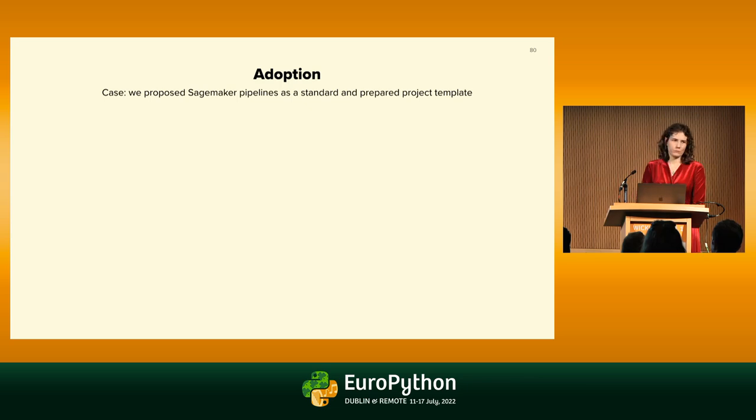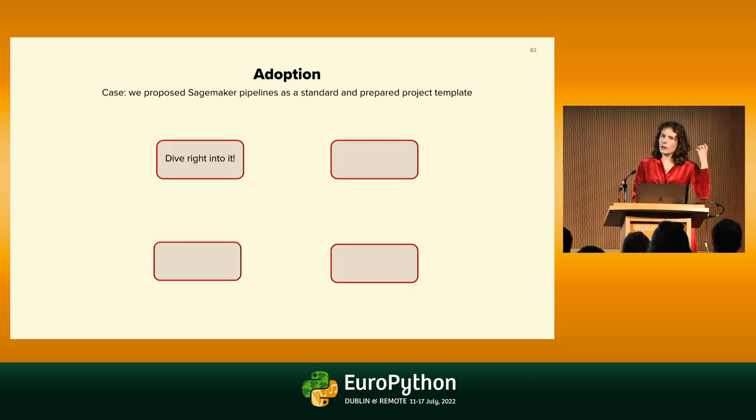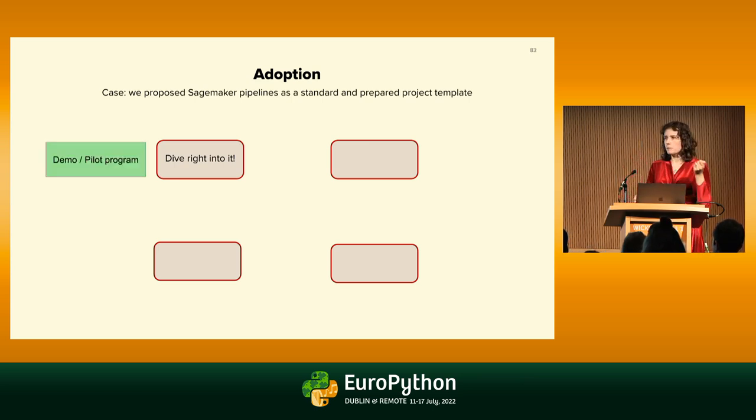Okay, but what we could do? We could take that and throw it at our clients. And our clients most likely wouldn't be happy about it. Maybe they would not adopt it. What we decided to do instead are four things. So first, we decided that we need to dive right into it. What it means? It may mean that we need to do a demo for our client so that they know what this tool is about and they can get started from that point.